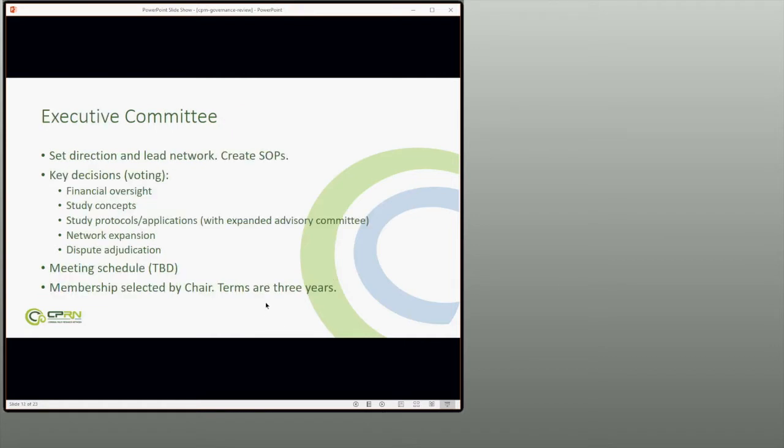Okay, so the goal of the executive committee is to set the direction for the network and lead much of the high-level operational work for that. This group creates the SOPs. The key things that we decide on by voting are financial oversight and study concepts. Before a study concept gets to the investigator committee for a vote, the executive committee will just consider whether or not it fits with the direction of CPRN broadly, and say, yeah, you should develop that into a full thing, and let's have the investigator committee consider it. More details on that when we get into the Chapter 4 review.